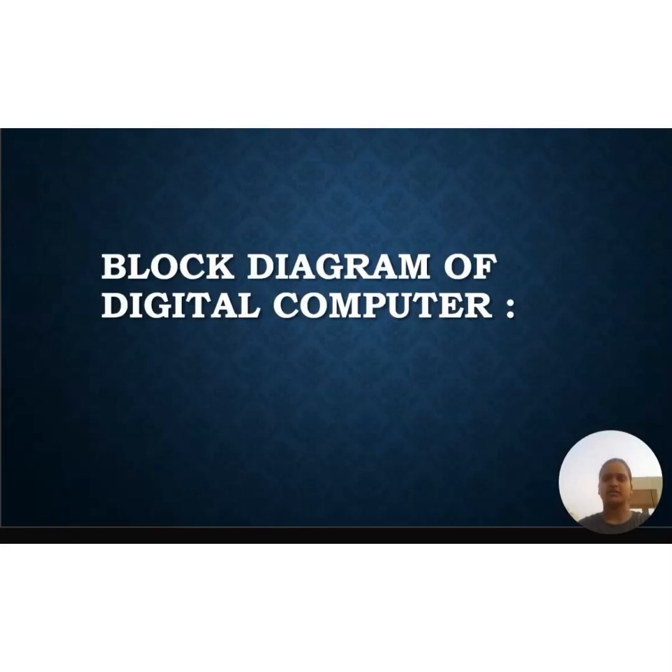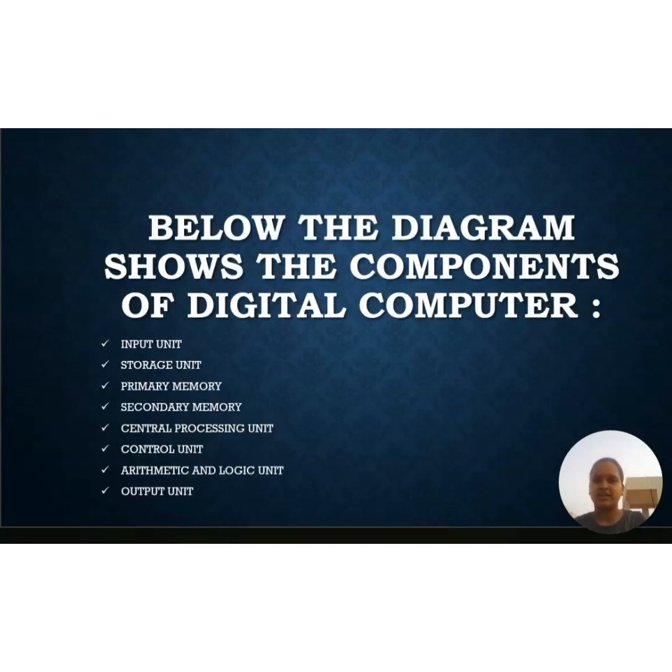Today I am going to discuss the concept of a block diagram of the digital computer. The diagram shows the components of a digital computer: input unit, storage unit, primary and secondary memory, central processing unit, control unit, arithmetic and logic unit, and output unit.